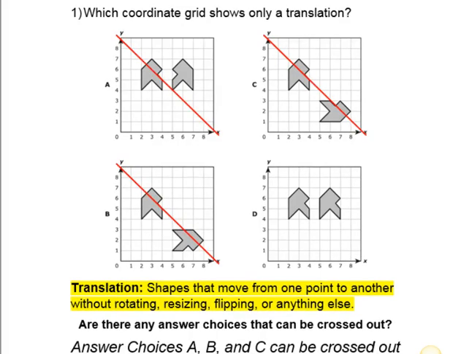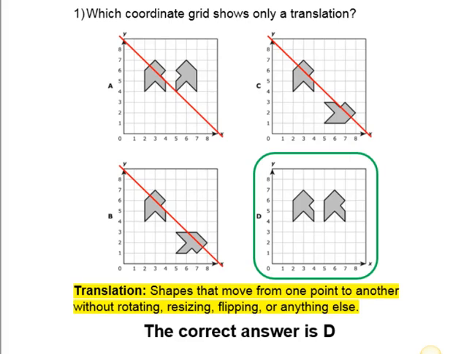If you said you can cross out A, B, and C, you are correct. Looking at it, A looks like it's flipped. C looks like it's rotated, as well as B. So what is our answer choice? D. D is the only answer choice that shows translation, where the shape has only moved from one point to another. It doesn't look like it's rotated, resized, flipped, or anything else.